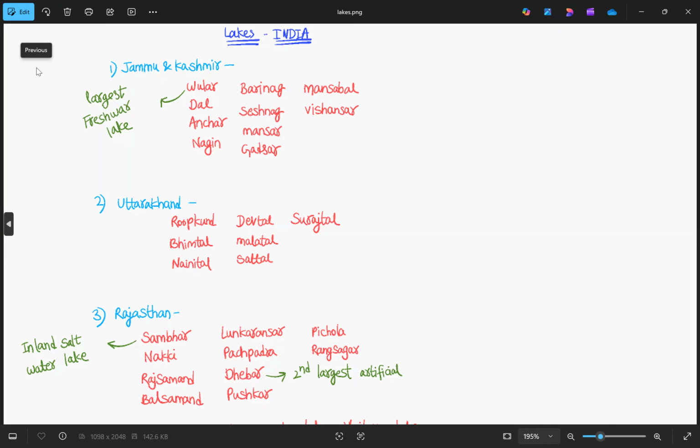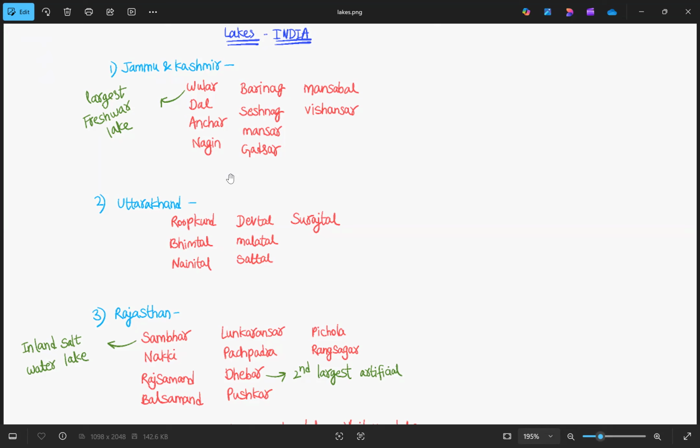In this video, we are covering one more topic under the Static GK playlist, that is the lakes of India. We'll go according to the states and cover all the important lakes situated in India. Under Ramsar sites, there are so many lakes covered under each state, so besides them, whatever important lakes we have in the country, we'll cover one by one.